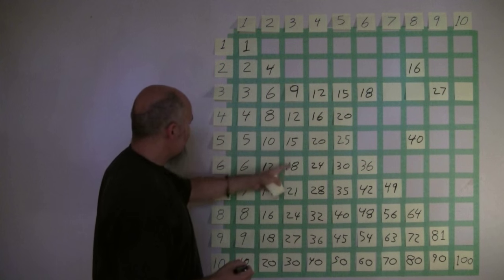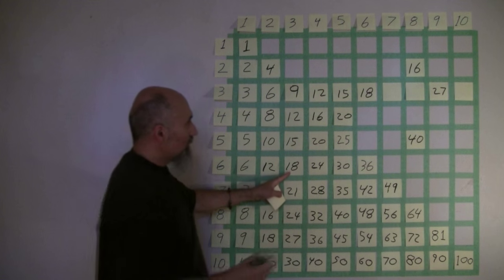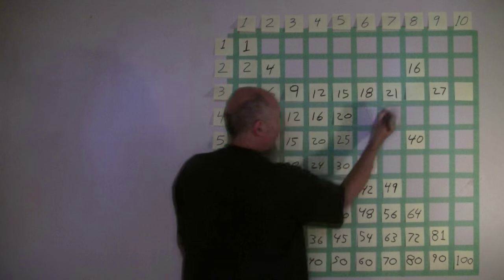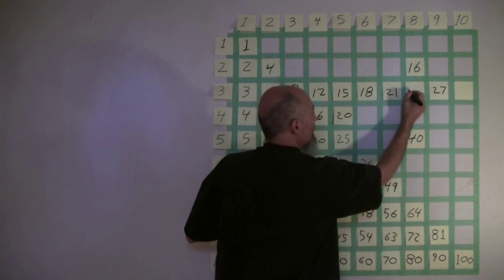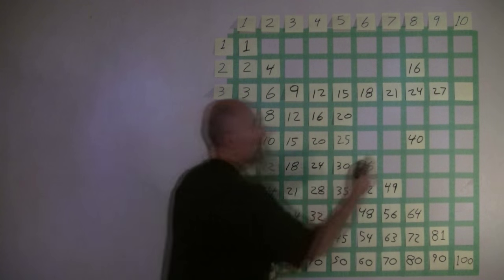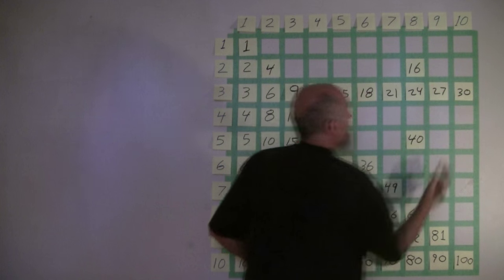3 times 6 is 18. What's the next number here? Well, the next number here is 21. What's the next number? 24. What's the next number? 27. And the next number is 30. All right?